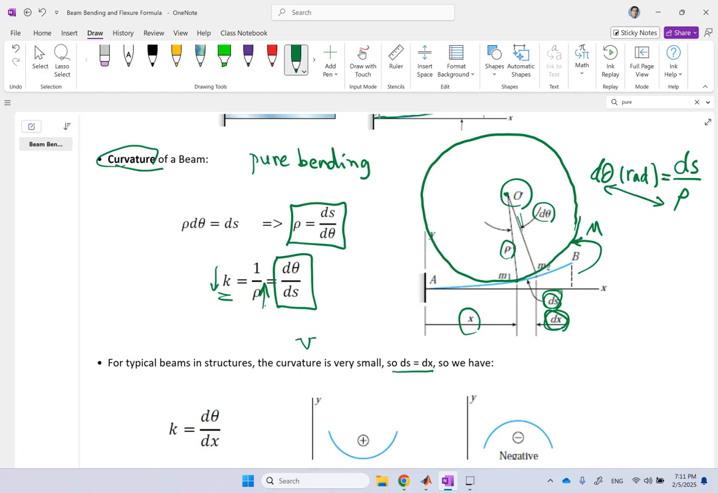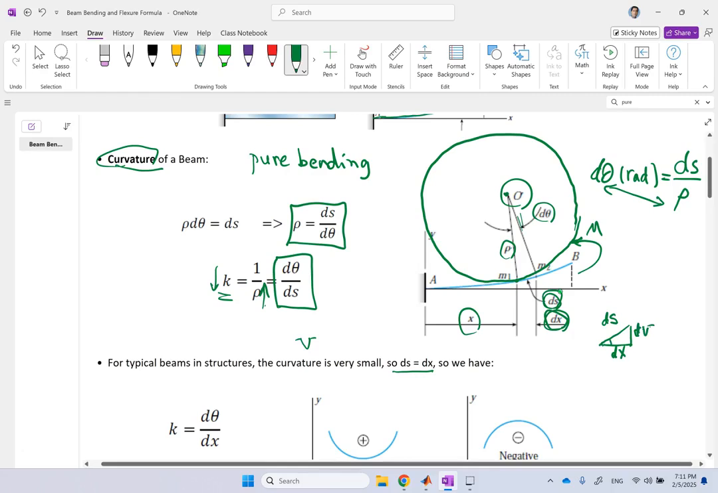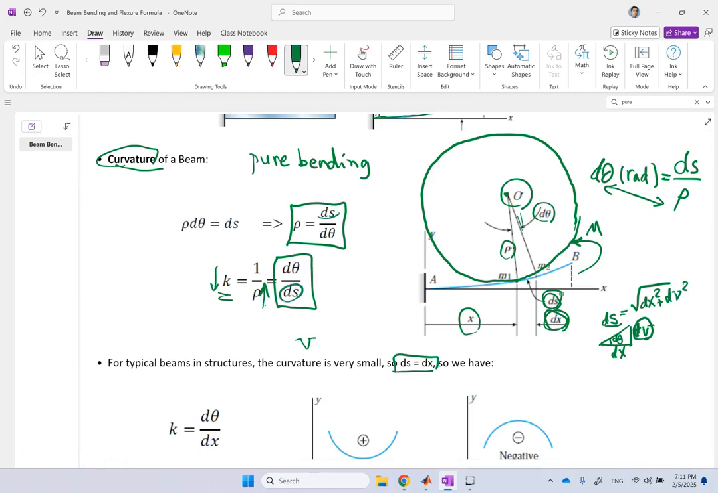Why? Because if you remember, if you consider it like a right triangle, this ds is like the hypotenuse, and dx is this bottom side here, and this is dv or dy, and this is that angle d theta. When this number is very small, you can see that ds, which is the square root of dx squared plus dv squared, clearly is going to be the same as dx when the deflection is very small. So I can replace the ds in both of these with dx.